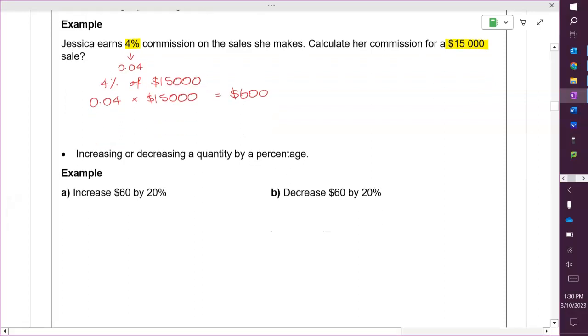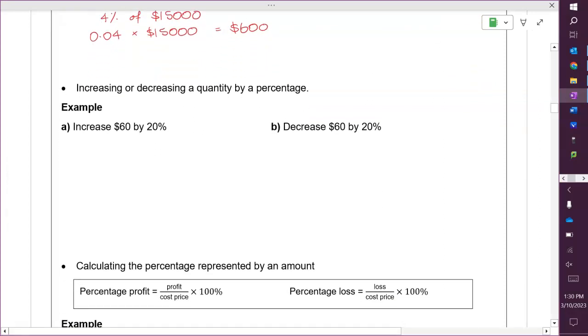The second one we're going to look at is increasing or decreasing a quantity by a percentage. So if we increase $60 by 20%, that obviously means it's getting bigger. So we have 100% plus 20%, which gives us 120% in total. And our decimal multiplier would be 1.2.